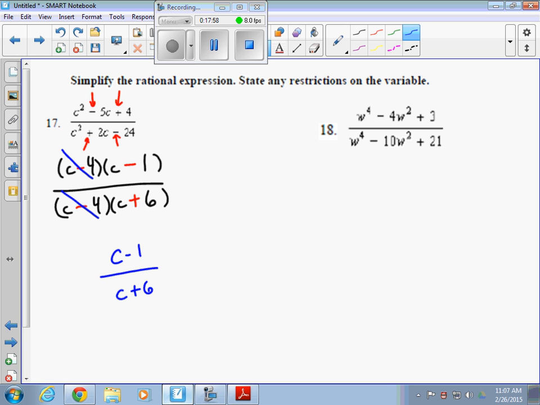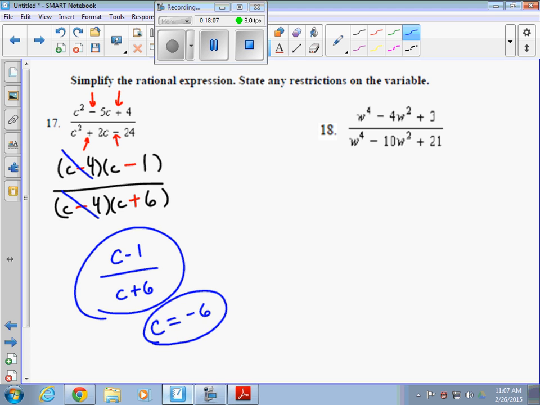Your restriction for this one is C can't be equal to what? Negative 6. C cannot be equal to negative 6. That would be the restriction. You're trying to get 0, but the way you get 0 is to put it together with positive 6 to get negative 6. Do the same thing with the other one, except the difference with this one is since it's to the 4th power, we'll just make w squared times w squared. And we'll do that same thing with the bottom.